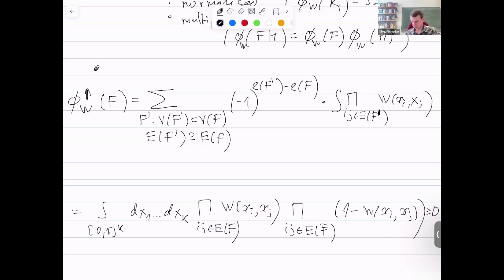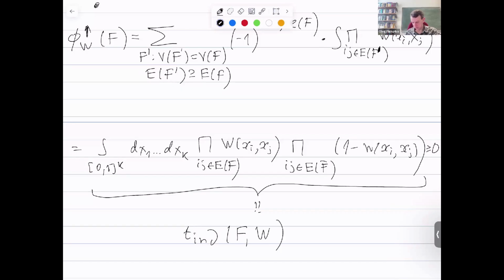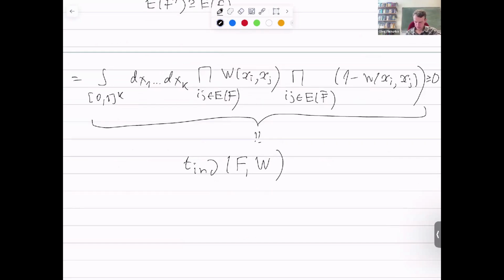So we checked these three sufficient and necessary conditions, but this quantity is quite interesting. I'll denote this whole big integral as the induced density of f in W, and use the symbol t induced. So we basically checked the conditions of theorem 3.2, and then it implies that this phi W is indeed in the limit space.